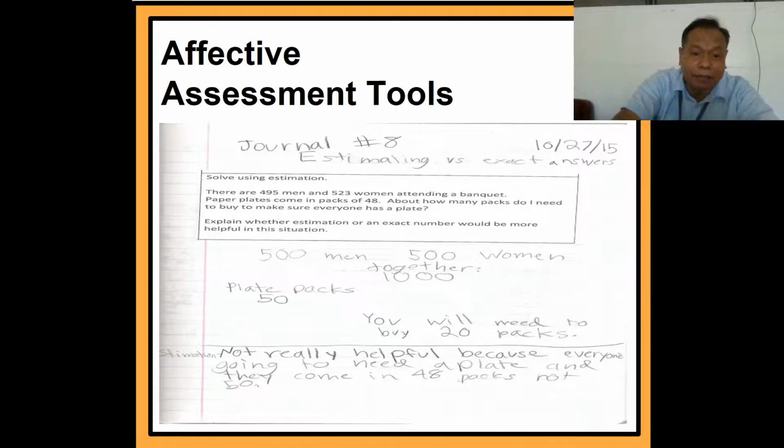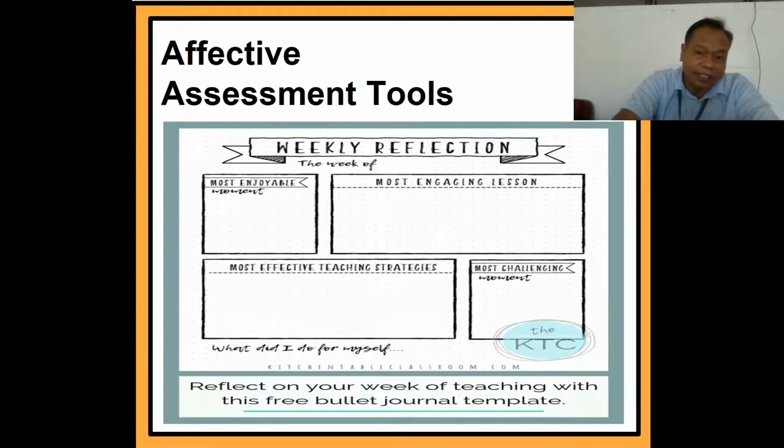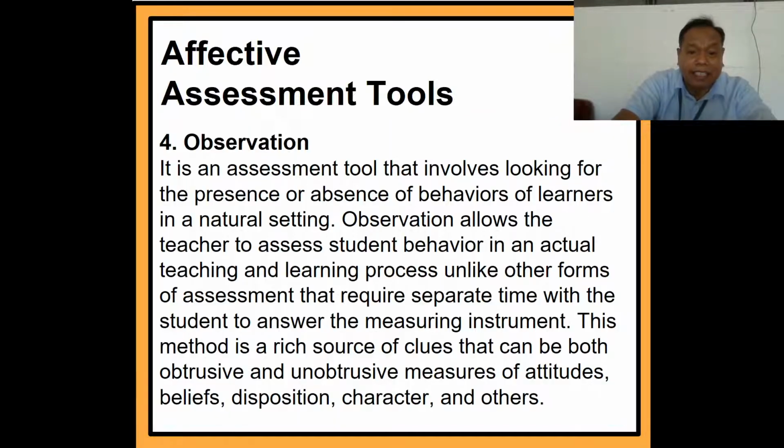And this is an example of a journal. The teacher makes a problem there: solve using estimation. There are 495, and then the students write cursively on the paper. And of course, you can have a formal journal like this one: word of the day, the meaning of the word, especially for English, no? For example, pride, okay, meaning, how many adjectives do you think you could use to describe an apple? Of course, those are weekly reflections, most enjoyable, most engaging.